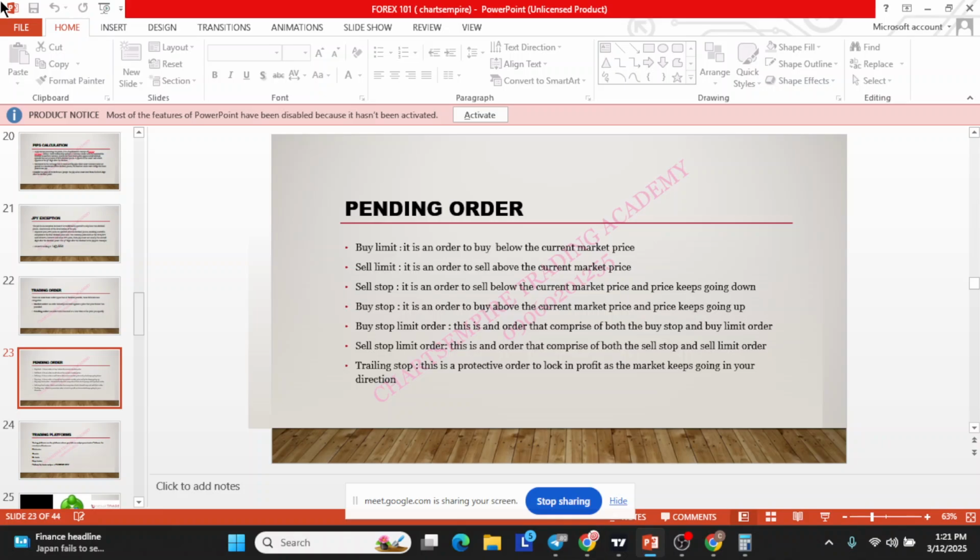Sell stop. Now you see, both limit orders, both buy limit and sell limit, are when you are trying to buy or sell at a cheaper price. This one makes you have more profit. Buy limit, you want to buy cheap. Sell limit, you want to sell at a more expensive price. So the odds is in your favor. Now we are talking about sell stop. Sell stop is now to sell below the current market price.